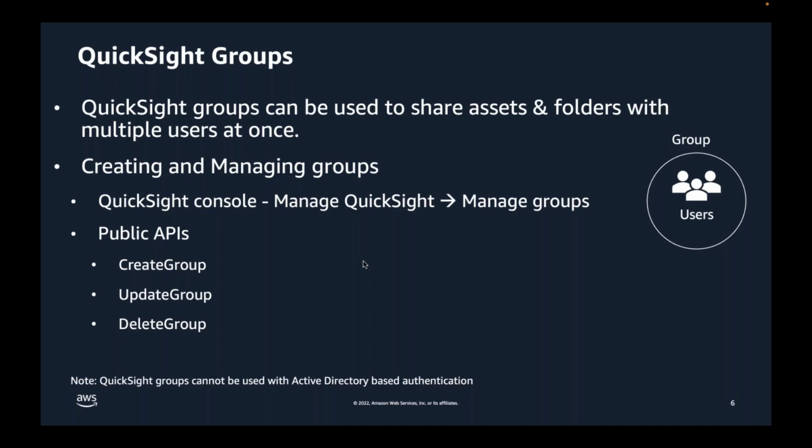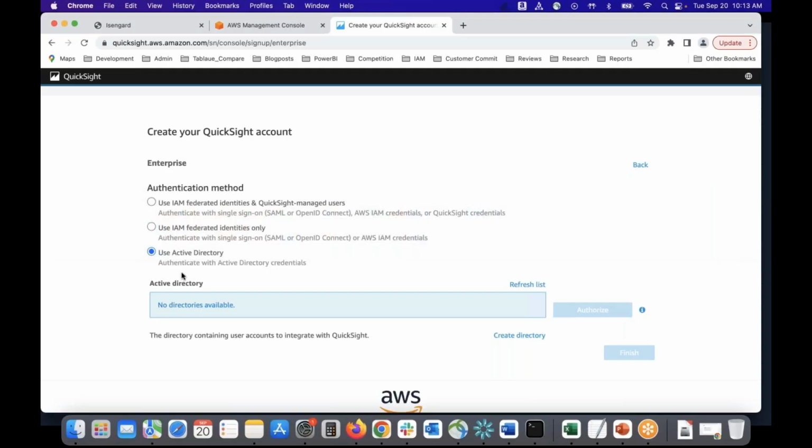And it's super easy to create or manage these groups, and I'll show you what it looks like on the UI. We have two ways to create or manage these groups. One is the QuickSight console. Admins can go to manage QuickSight and click on manage groups, and I'll show what that looks like now. And the other is through public APIs. So if you have a need or use case to do it programmatically, you can use these APIs to manage the groups. You can use the create group, update group, or delete group APIs. And let me show briefly what the UI looks like.